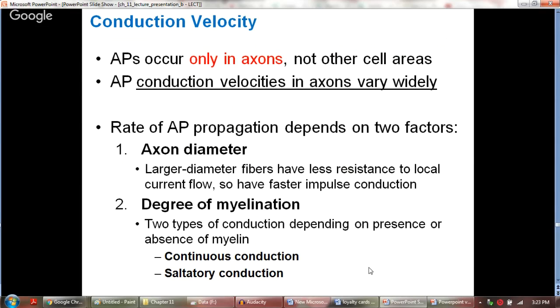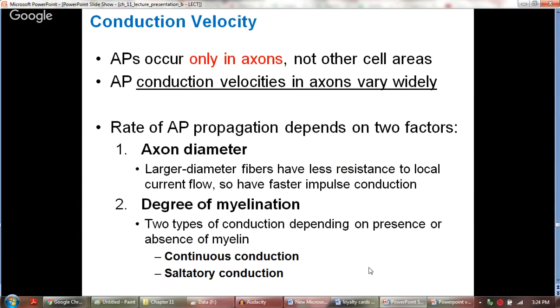With regard to propagation, we have to discuss conduction velocity. The action potential occurs only in the axons, not other cell areas of the neuron. The conduction velocity in the axons can vary widely. So the rate of action potential propagation depends on two factors: the axon diameter.